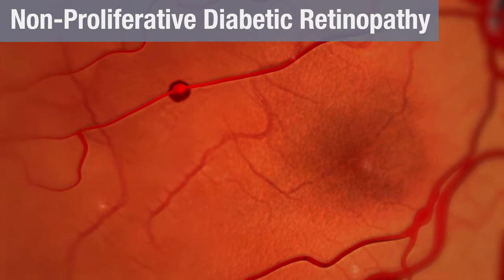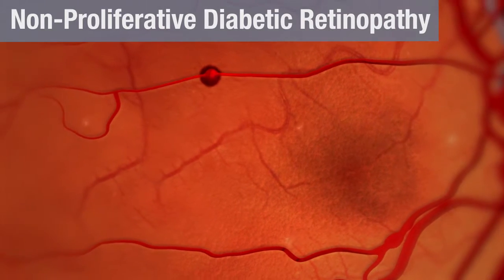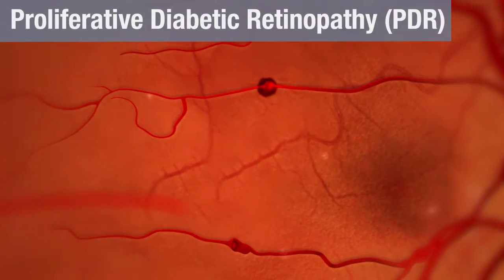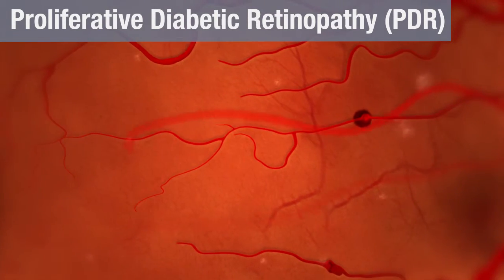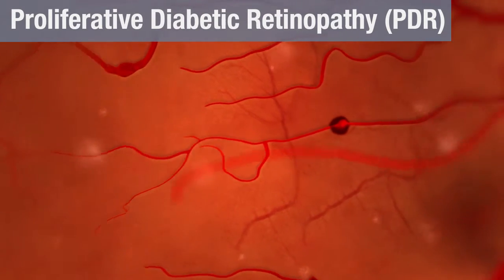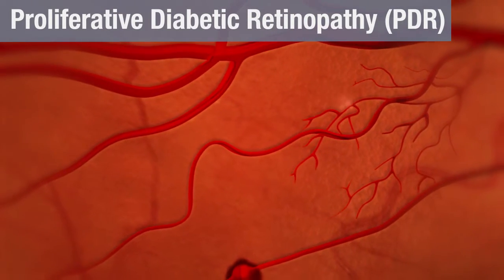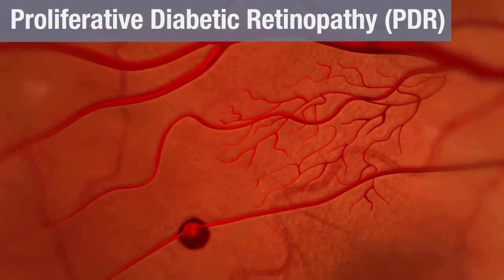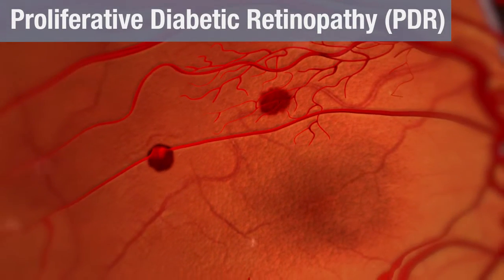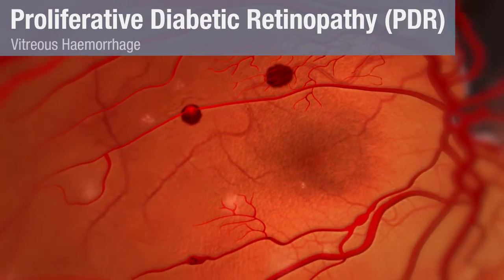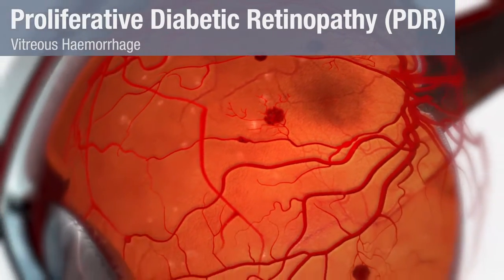Microaneurysms or small bulges in the blood vessel walls may also form, leading to leakage of blood or fluid from the tiny retinal capillaries. As diabetic retinopathy progresses to the advanced stage, known as proliferative diabetic retinopathy, PDR, blood vessels become blocked and new blood vessel growth occurs in order to replenish oxygen delivery to the retina of the eye. However, these newly formed vessels are abnormal, fragile, and are liable to bleed into the vitreous in front of the retina. This is known as a vitreous hemorrhage, which can cause sudden and profound vision loss.